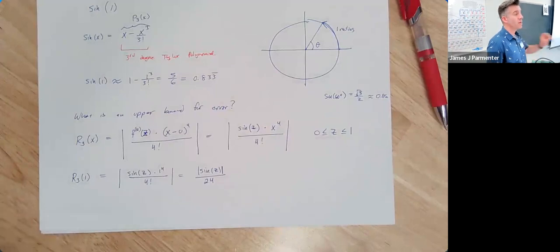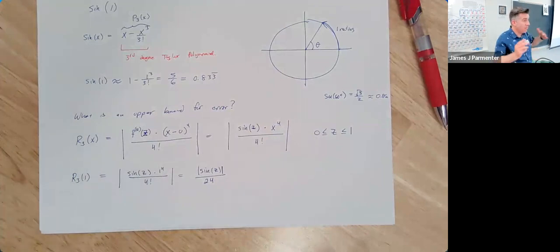Because z is a number we don't know. Here's what the theorem says. The theorem says there is some value z between a and x where the remainder actually equals just this one thing, but we don't actually know how to find that z value. So here's what we're going to do.